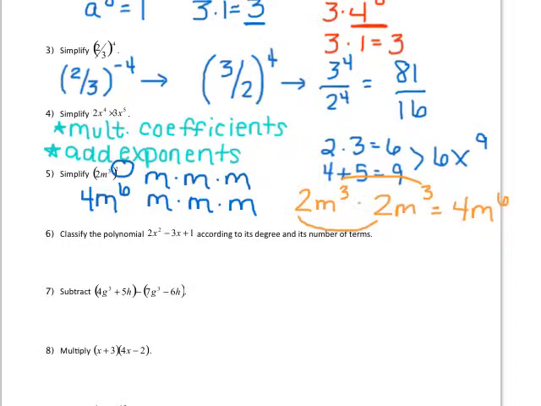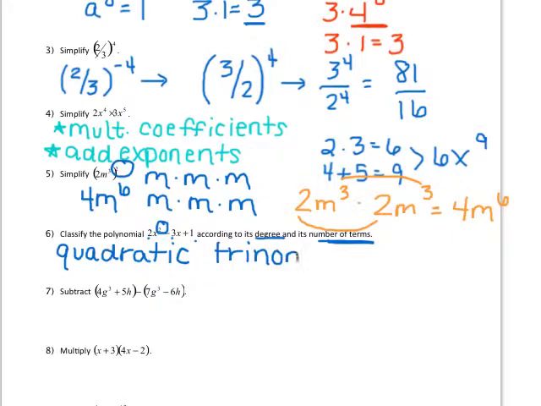Okay, onward. Number 6. Classify according to the degree and its number of terms. Degree means its highest exponent. Its highest exponent is 2, and we did a lot of work with these type of functions, but if the highest exponent is 2, it is a quadratic. Remember, anything with an x squared, where the x squared is the highest exponent, is a quadratic function. And the number of terms, there are 1, 2, 3 terms here, so this is a trinomial. So I would call this a quadratic trinomial.